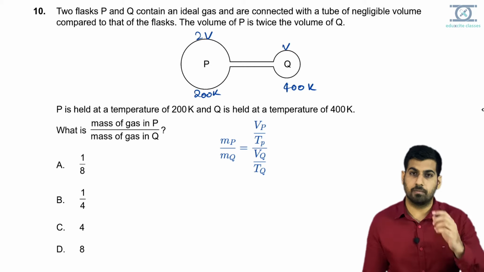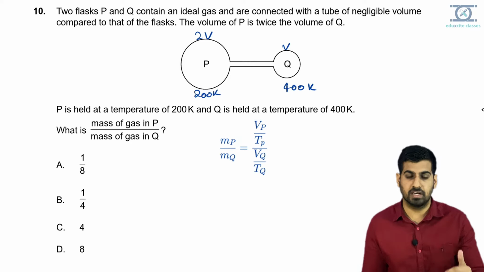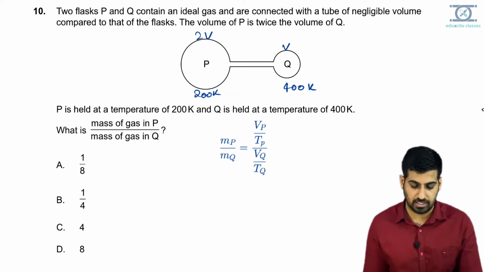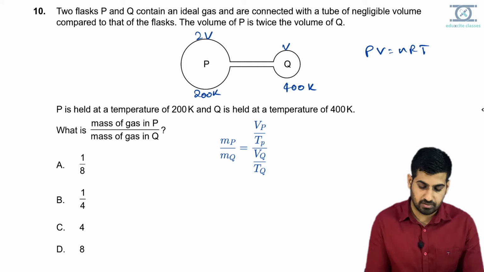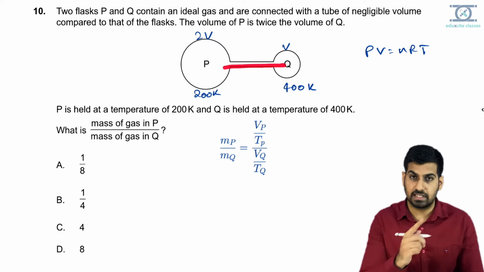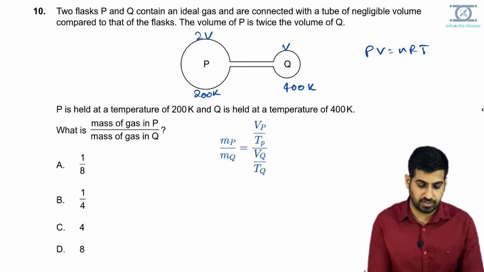What is the ratio of the mass of the gas in P to the mass of the gas in Q? That we have to calculate. So in that case, using the equation PV equals nRT, where n can be related to the mass of the gas. Now if the two flasks are connected with a tube, the pressure of P and the pressure of Q will remain the same.